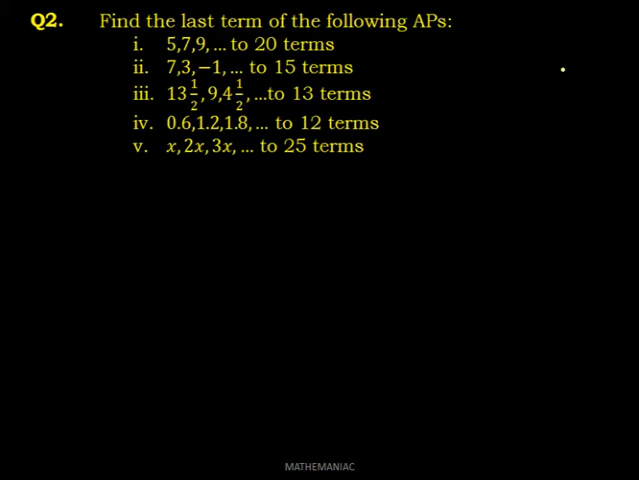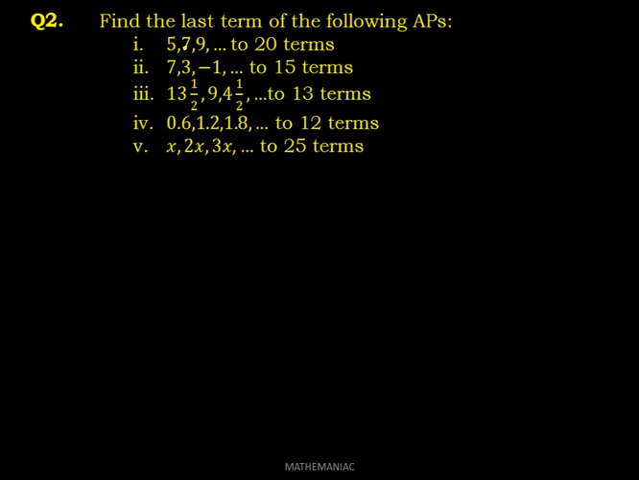Now moving on to the next question, again an easy question. Find the last term of the following APs. I have chosen this question not just for solving it. I have chosen it to show a very important observation, right? Not a difficult question, but just try to see the link between the number of terms and the last term. This is common sense.